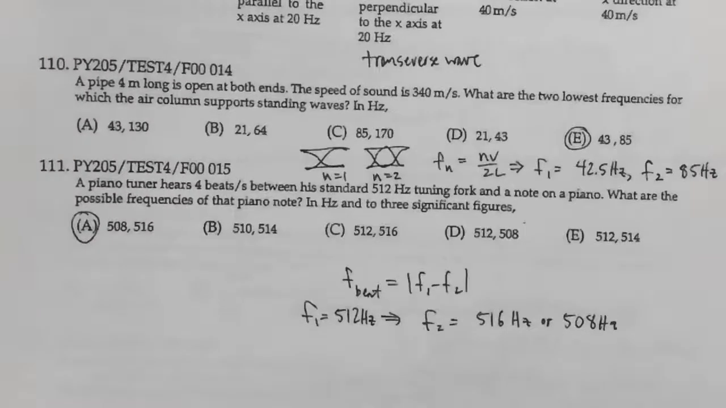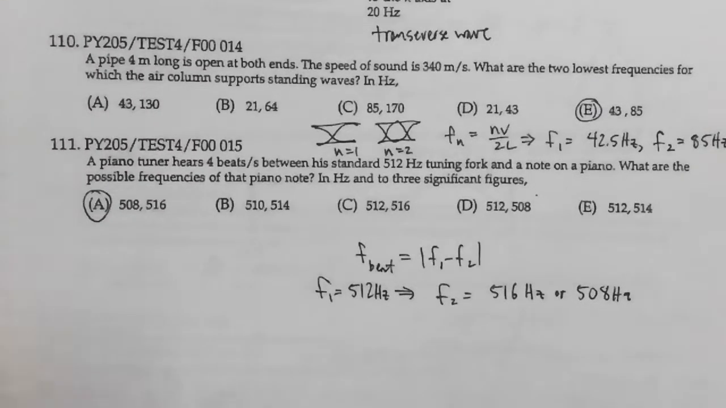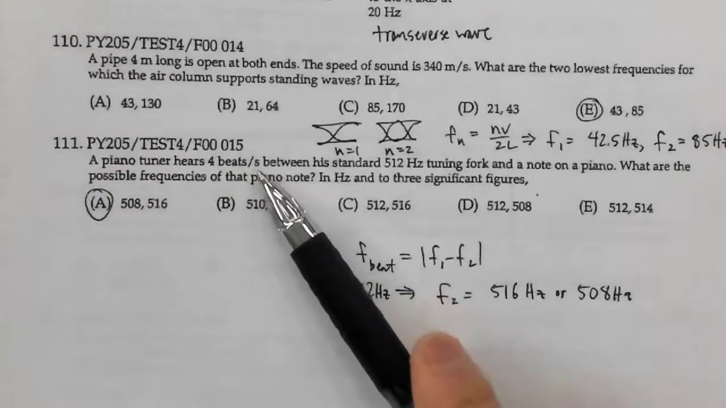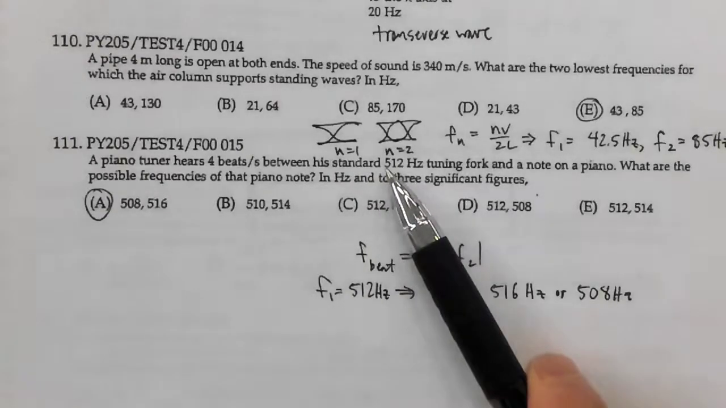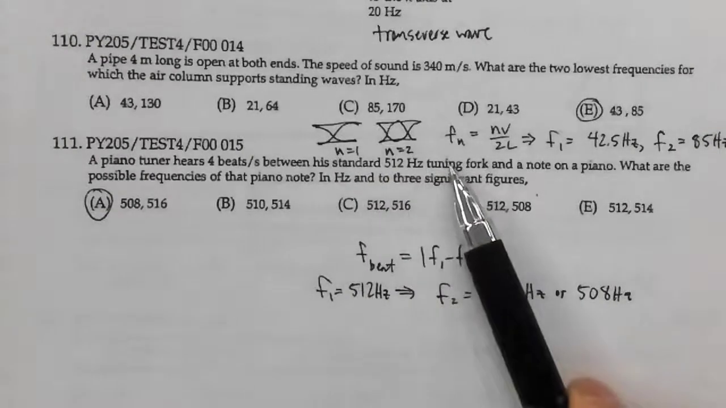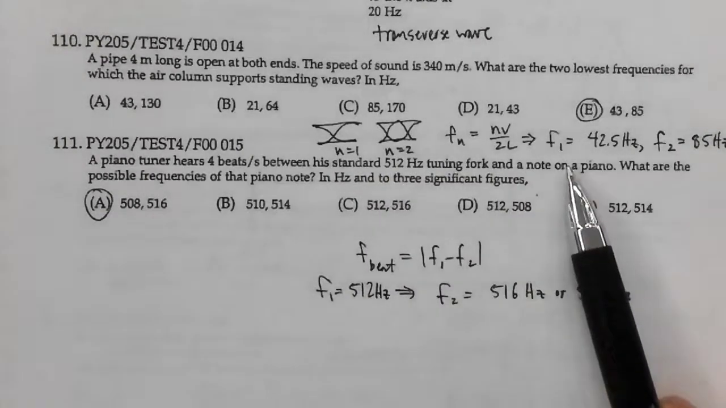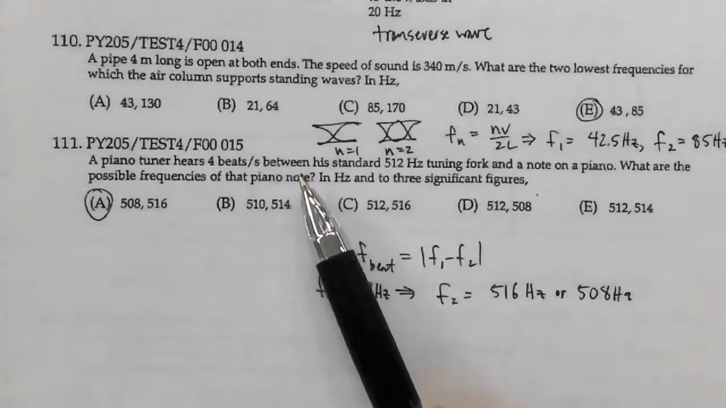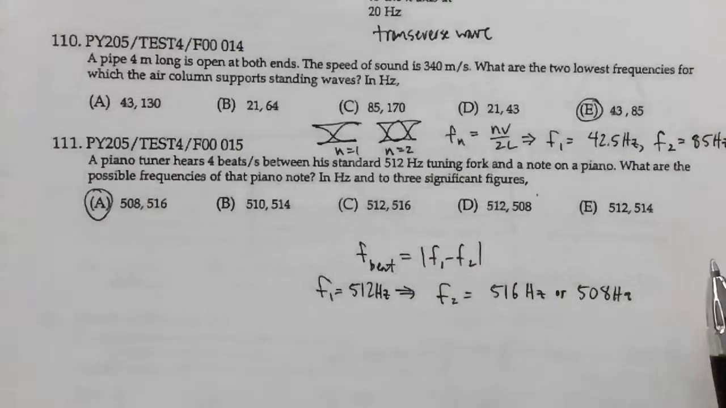Now, let's go on to number 111. A piano tuner hears 4 beats per second between his standard 512 hertz tuning fork and a note on a piano. What are the possible frequencies of that piano note, in hertz, to 3 significant digits?